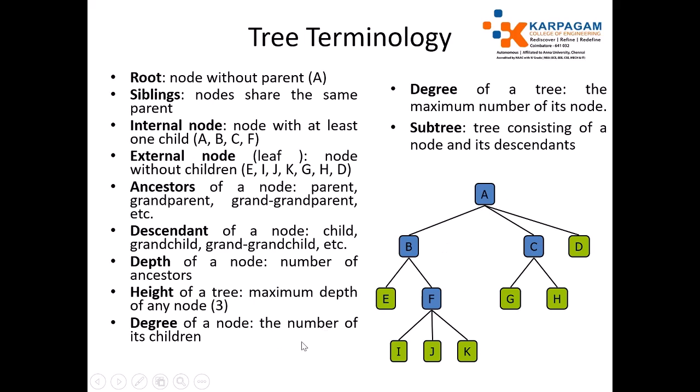Next one is degree of a node. The degree of a node is the number of its children. It is called the degree of a node. For example, the degree of node F is 3. The degree of node B is 3.